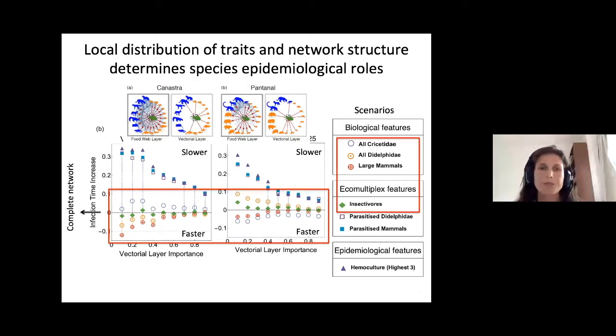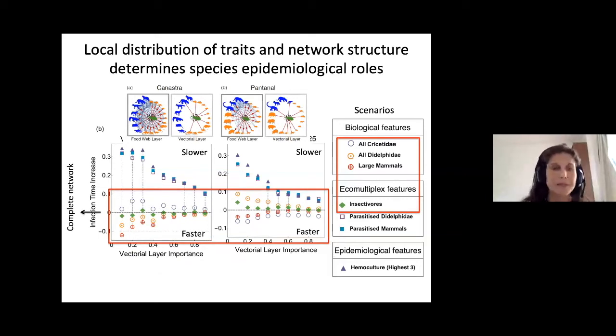The first thing I want you to notice here, particularly in this lower part of the plot, is that the two communities, the Canastra and the Pantanal, have different dynamics in these 4 scenarios that I marked with the square. The first scenario is removing all the Cricetidae species, which are the rodents. The second is removing all the Didelphidae species, which are marsupials. The third is removing all the large mammals, and the fourth is removing the insectivore species.